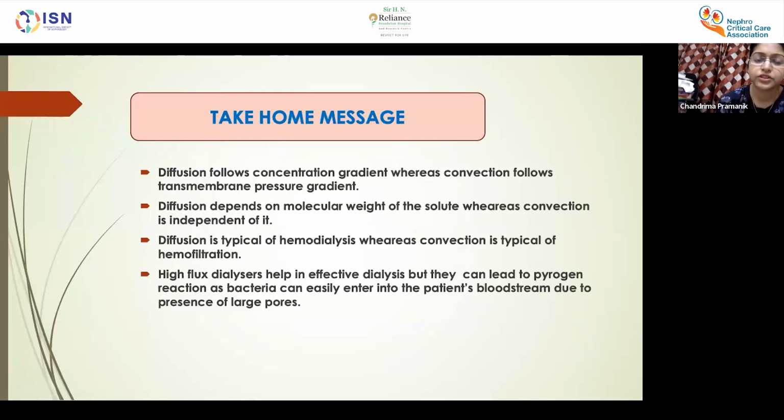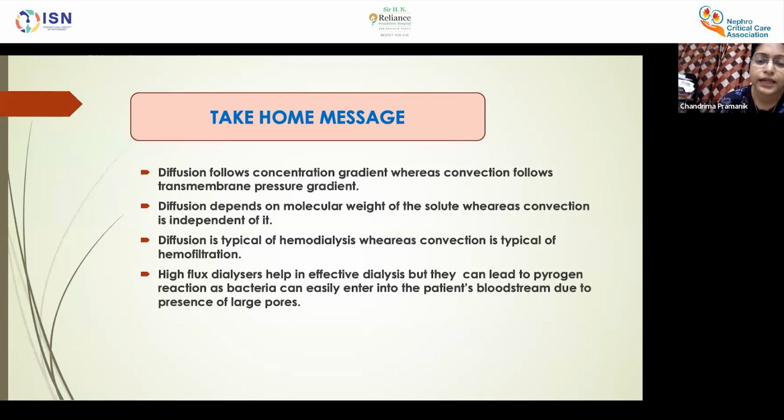So the take-home message is basically diffusion follows a concentration gradient, whereas convection follows a transmembrane pressure gradient. Diffusion depends on molecular weight of the solute, whereas convection is independent of it. In hemodialysis, diffusion is typical, whereas convection is typical of hemofiltration.